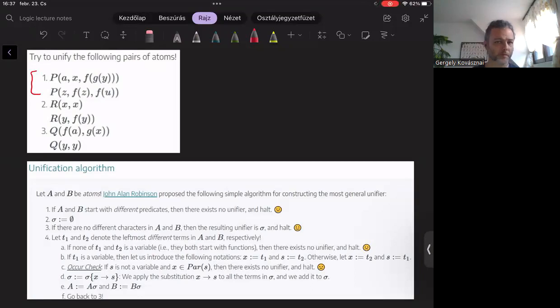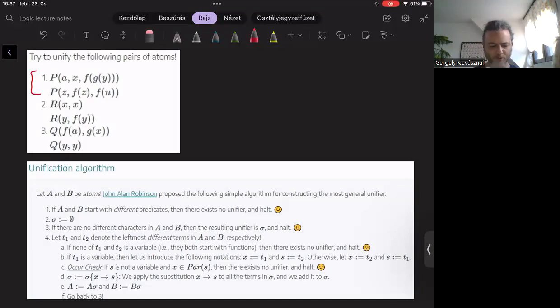Do you know what the purpose is here? We try to make those 2 atoms the same, character by character. This is the purpose of unification. And the purpose of this algorithm is to find a unifier. A unifier is a set of necessary substitutions which make the 2 atoms being unified the same.